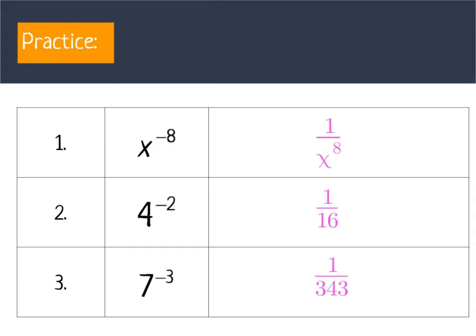How did you do? Were you able to get the same answers that I got? Notice that, again, we're dealing with all reciprocals. So all of our answers are going to be fractions. We're going to have positive numbers on the bottom, even though we have negative exponents. The negative exponent does not mean something is negative. The negative exponent means that we need to take the reciprocal.